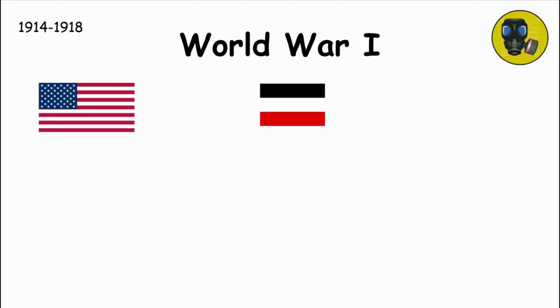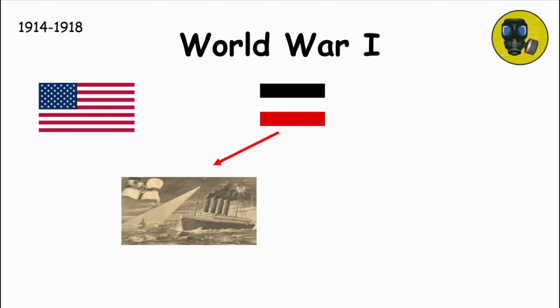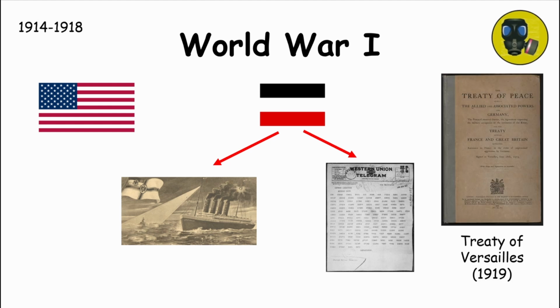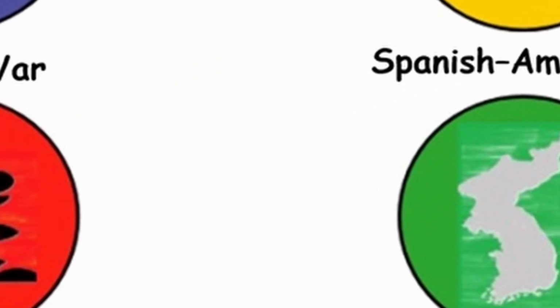The United States joined the war due to Germany sinking the British ocean liner RMS Lusitania, which had 128 American casualties, and the Zimmerman telegram, which asked Mexico to invade America. The war concluded with the signing of the Treaty of Versailles. The treaty imposed heavy penalties on Germany, leading to economic hardships and contributing to the conditions that would eventually lead to World War II.